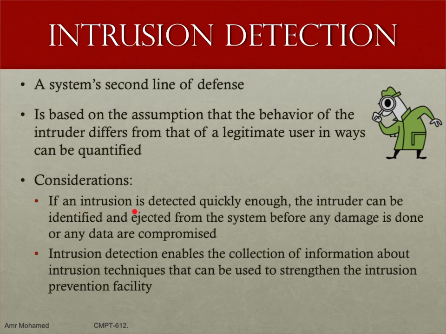So if an intrusion is detected quickly enough, the intruder can be identified and ejected from the system before any damage is done. Intrusion detection enables the collection of information about intrusion techniques that can be used to strengthen the intrusion prevention facility. So the idea is to collect information and then use these logs, or audit logs, to analyze them and then come up with a conclusion that there is some kind of suspicious behavior. But we have to keep in mind that raising this flag might have a certain level of false alarms.